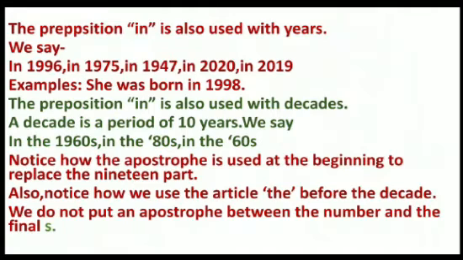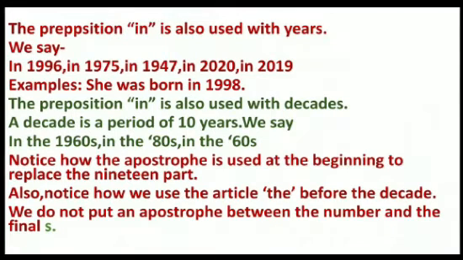The preposition in is also used with years. We say in 1996, in 1975, in 1947, in 2020, in 2019. Let's have a look at some examples. She was born in 1998. She got married in 2019.